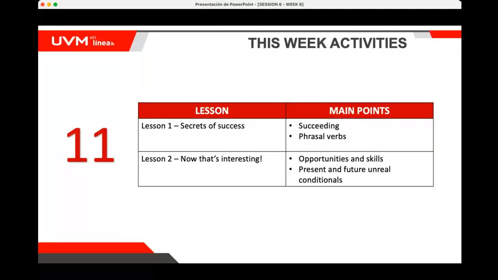As I told you before, in the previous units, you learned how to use zero and first conditional. In this case, you are learning how to create the second and third conditional, which are for present and real situations and for future and real situations. So I think this is a very important topic.